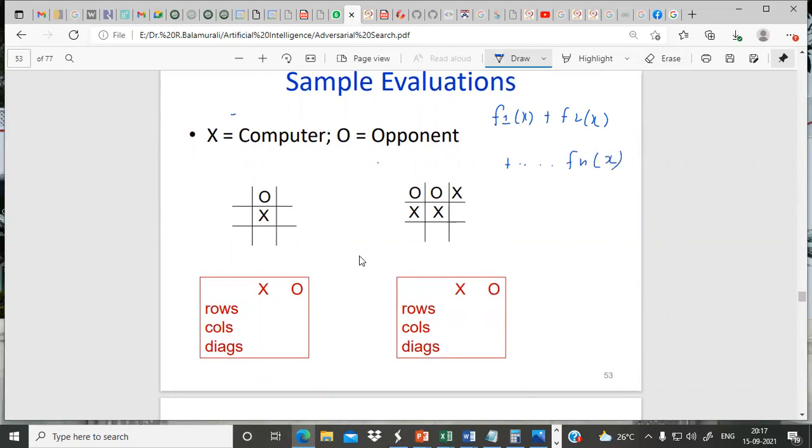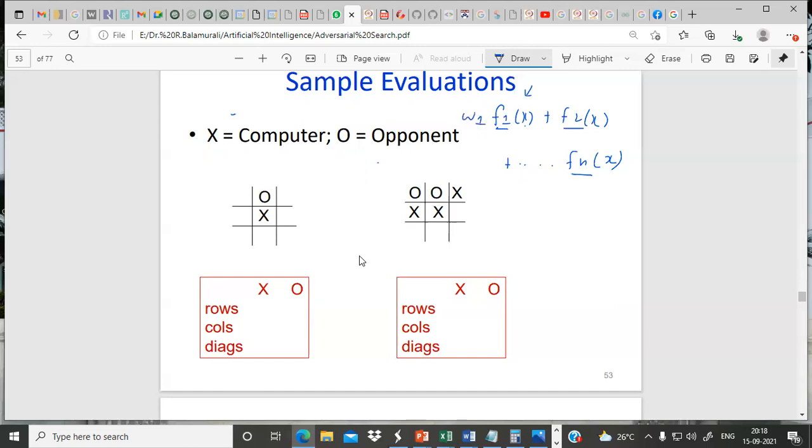For example, if you take the game of chess, it will have many evaluation functions, and for each evaluation function you may have to give different weightages. The weightage represents importance: how much importance this evaluation function holds. So that is called weightage.